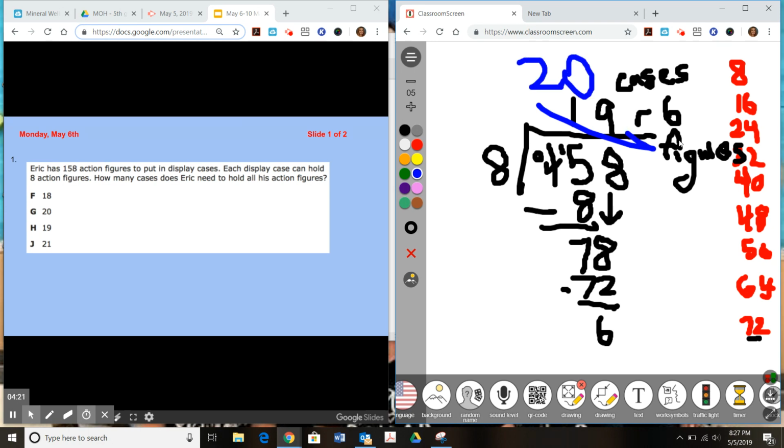Okay. Now that last case is not going to be completely full, but it is going to get all of his figures into one. So your answer is G, 20.